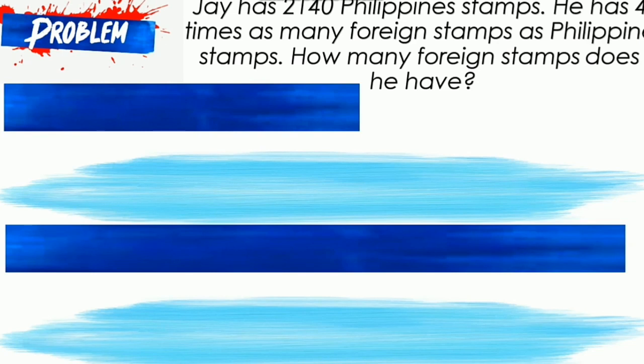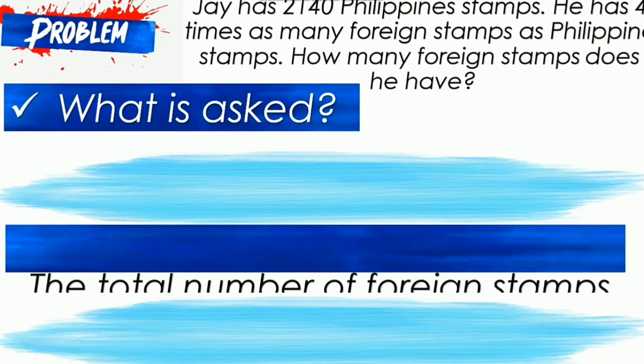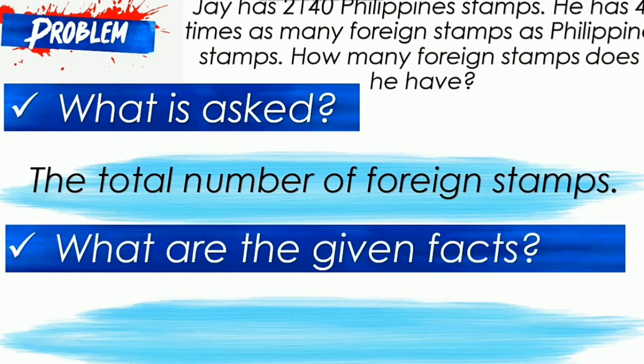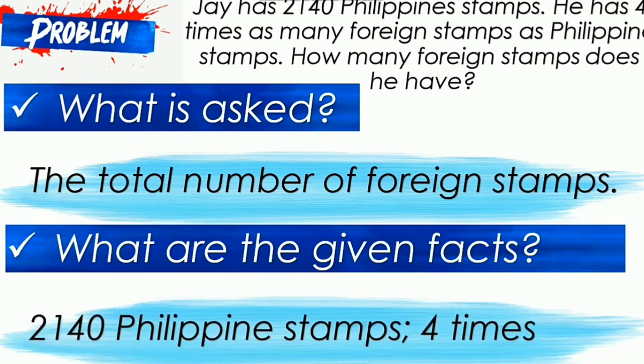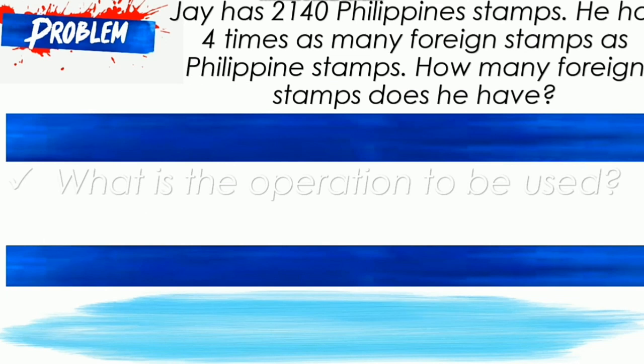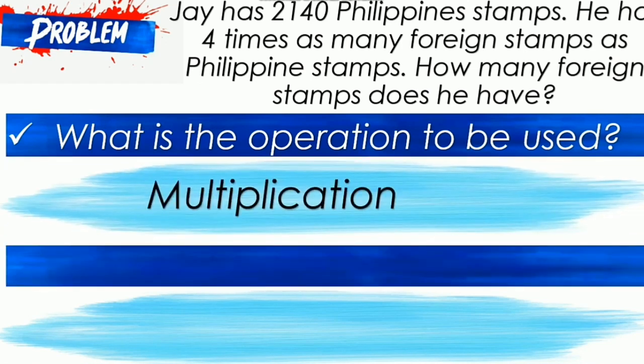Now look at the question again. Joy has 2,140 Philippine stamps. What is being asked? We are asked to find the number of foreign stamps he possesses. So that's the total number of foreign stamps he has. What's the information that was given? We're given 2,140 Philippine stamps, and don't forget they said 4 times as many foreign stamps. Now the operation to be used is visibly multiplication.